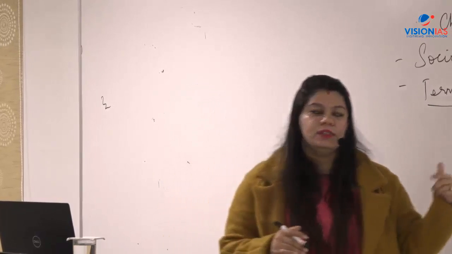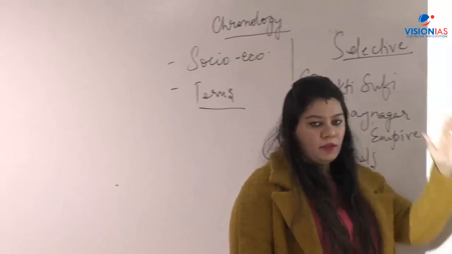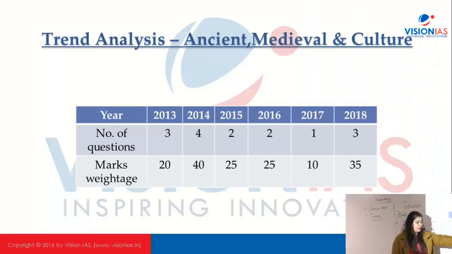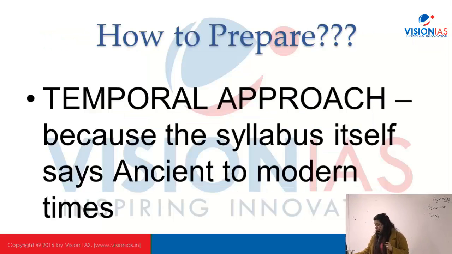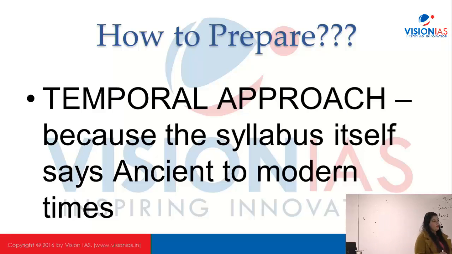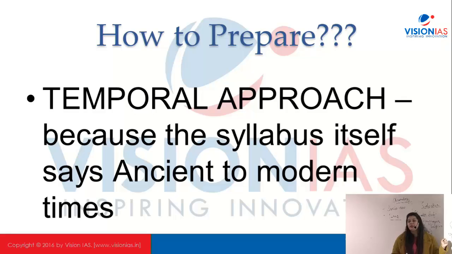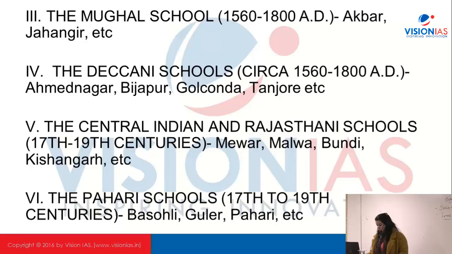So the number of questions which UPSC gave in mains from this section ranges from 3 to 4 at the max, right? So when you are preparing for your prelims, I think the kind of questions which UPSC is asking, more or less you will be able to handle if you have very broad idea of the syllabus. For example, now this is what you have to adopt, the temporal approach. Why? Because the syllabus says ancient to modern times, right? Just have a look at the questions.